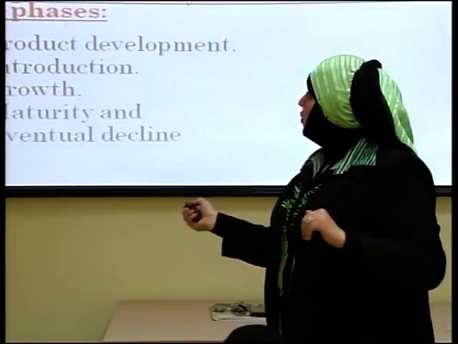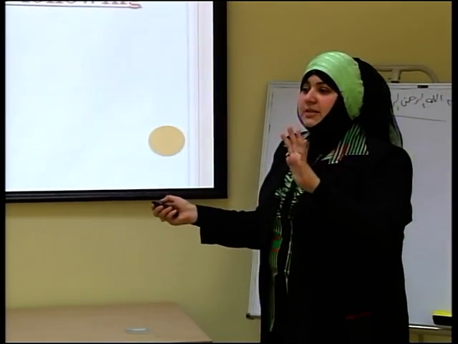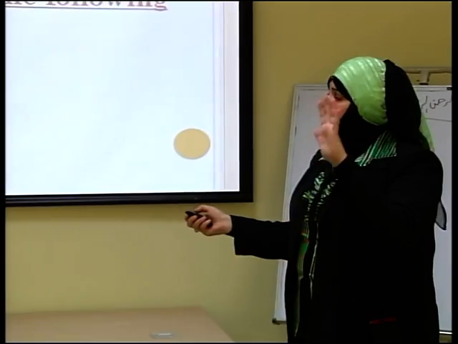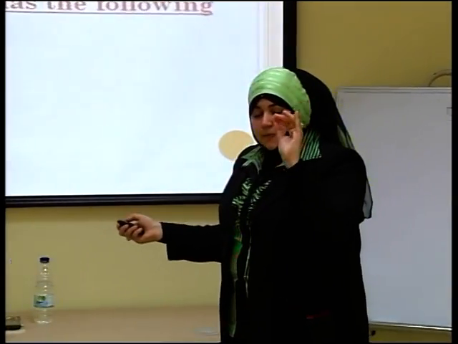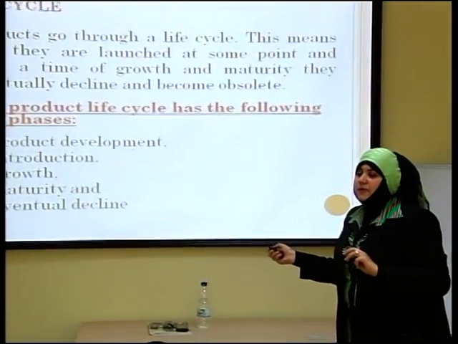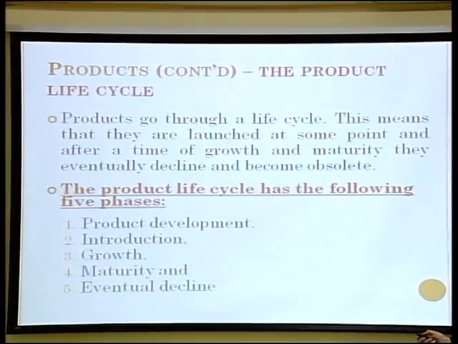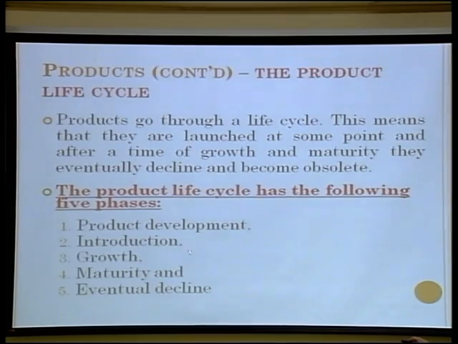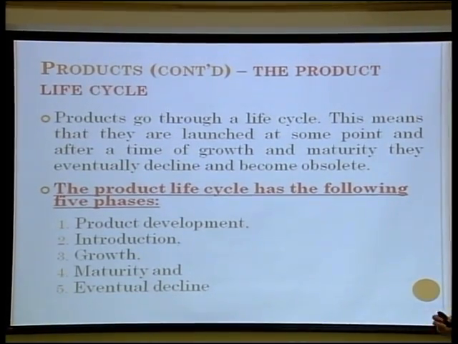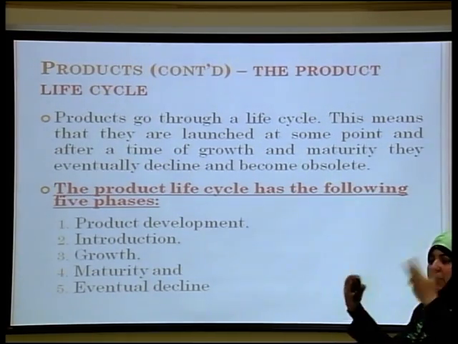Okay, so let's go through the phases of the product life cycle. Any product has 5 phases in its life cycle. The first phase is product development, when you develop the product. The second one is introduction, when you introduce it to the market. Thirdly, growth, when the product grows and people start to know about this product and start buying it.